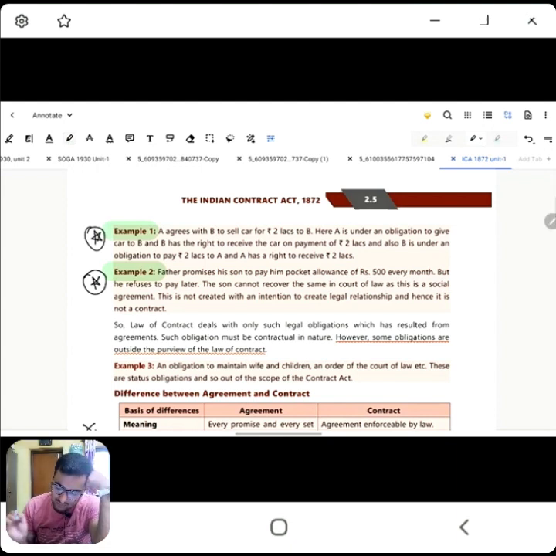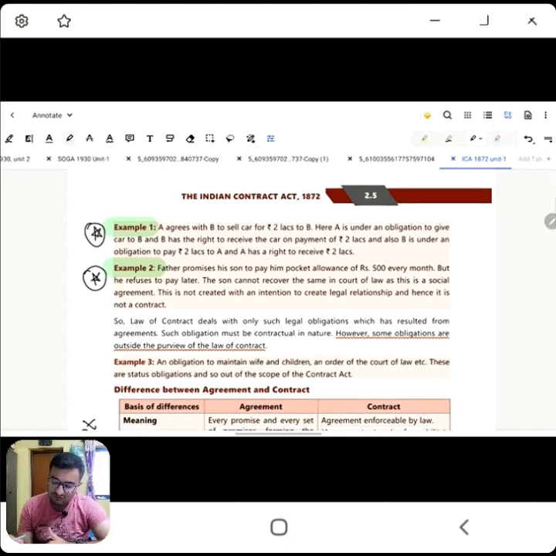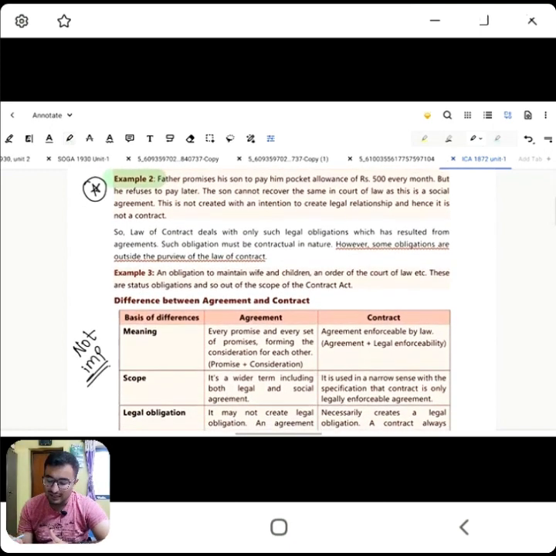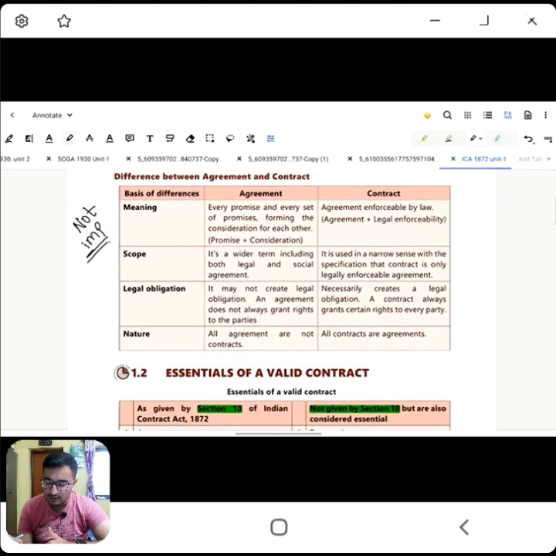So if you read these two examples, pause and read, you will find that one of them is a social agreement, wherein the court of law will not recognize it, whereas the other is not a social agreement.